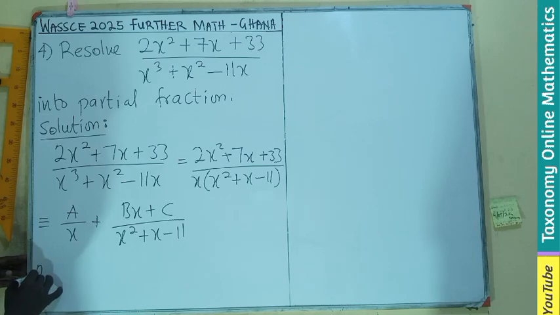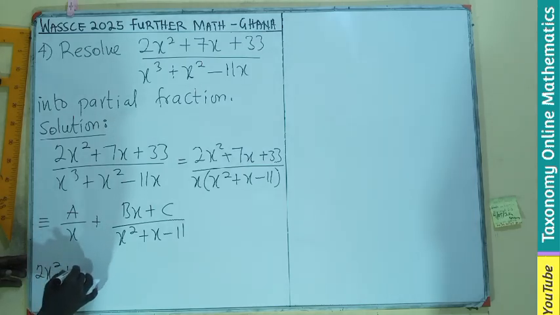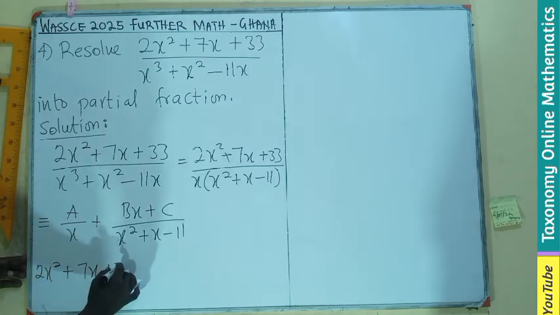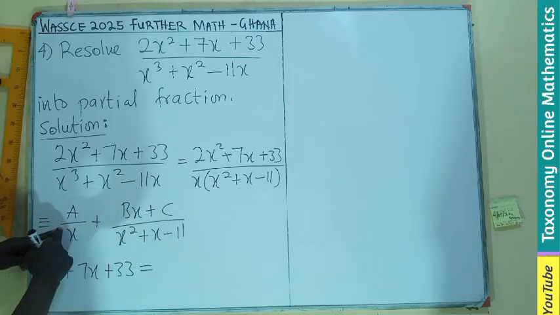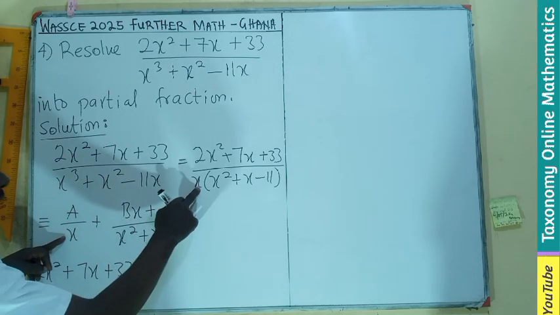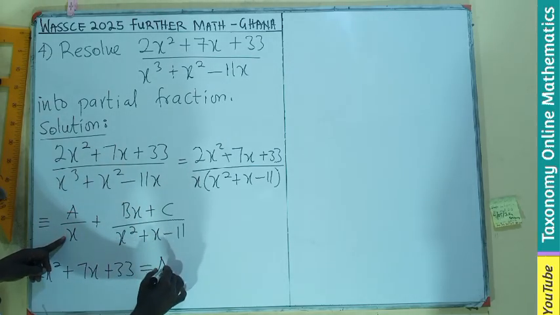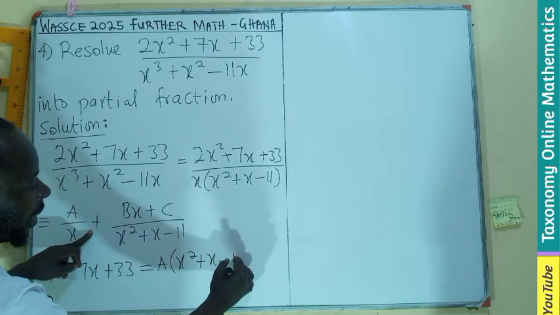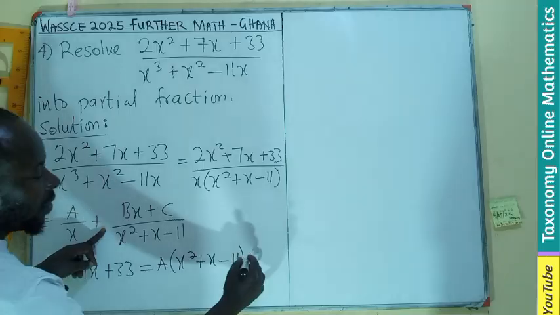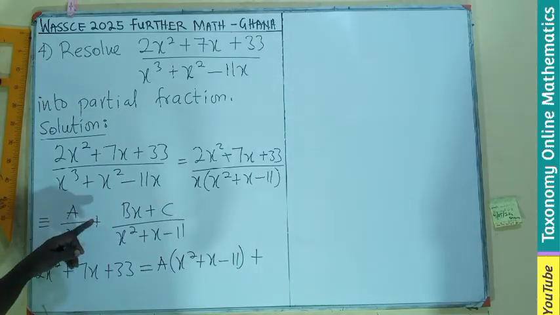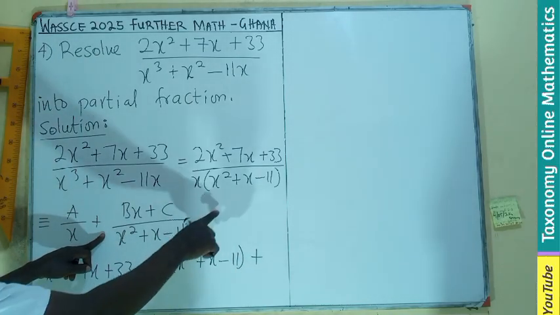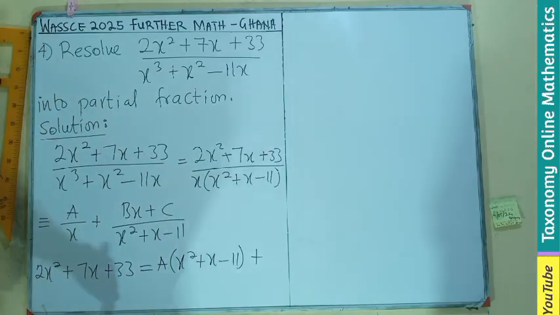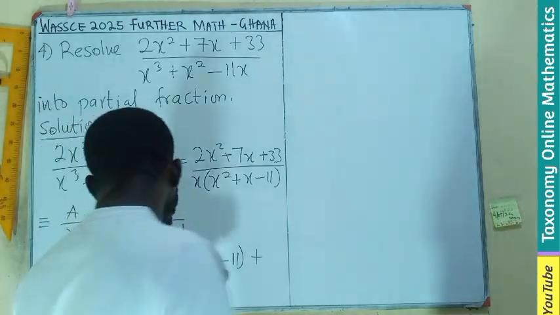Meaning I'll be having 2x² + 7x + 33 equals A multiplied by (x² + x − 11), the x cancels, remaining the bracket, plus, multiplying here, all this will cancel, remaining x. So that x will multiply (Bx + C).